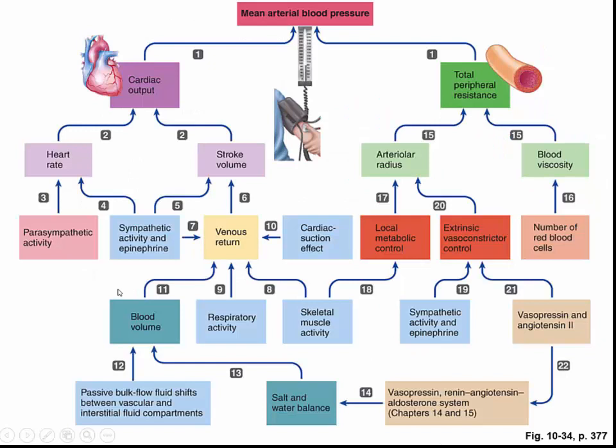So remember, cardiac output depends on heart rate and stroke volume, and both of these are going to affect cardiac output, or the amount of blood that comes out of the heart. And cardiac output and total peripheral resistance are both going to have an effect on mean arterial pressure. We're primarily going to focus on total peripheral resistance and cardiac output for this lecture.